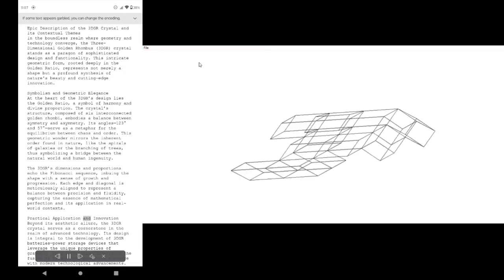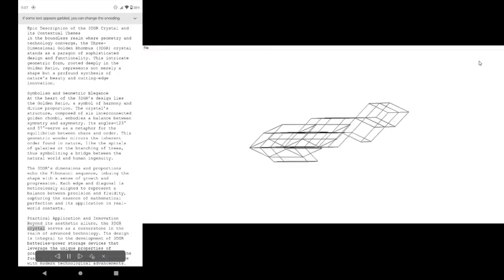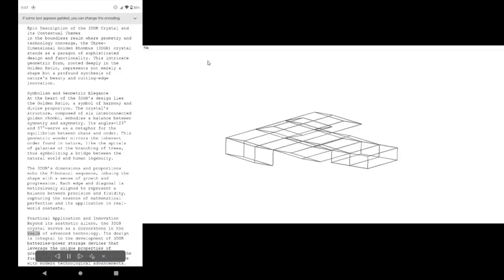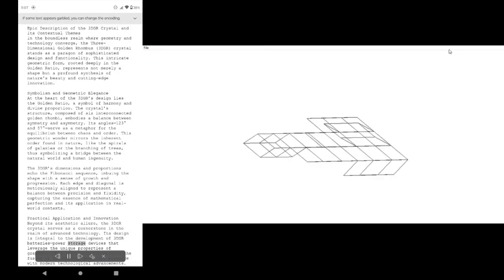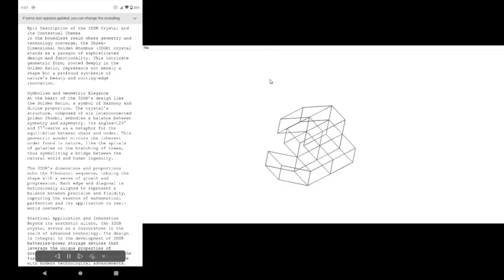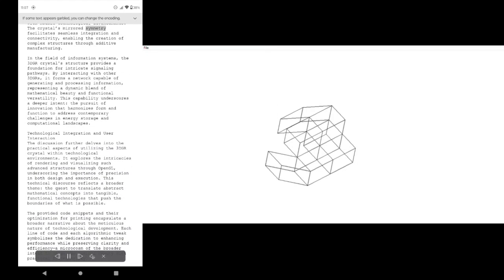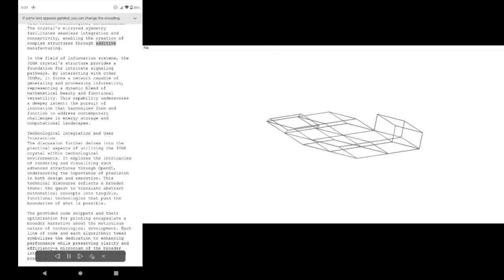Practical application and innovation. Beyond its aesthetic allure, the 3D jar crystal serves as a cornerstone in the realm of advanced technology. Its design is integral to the development of 3D jar batteries, power storage devices that leverage the unique properties of graphene. This application highlights the fusion of traditional geometric elegance with modern technological advancements. The crystal's mirrored symmetry facilitates seamless integration and connectivity, enabling the creation of complex structures through additive manufacturing.